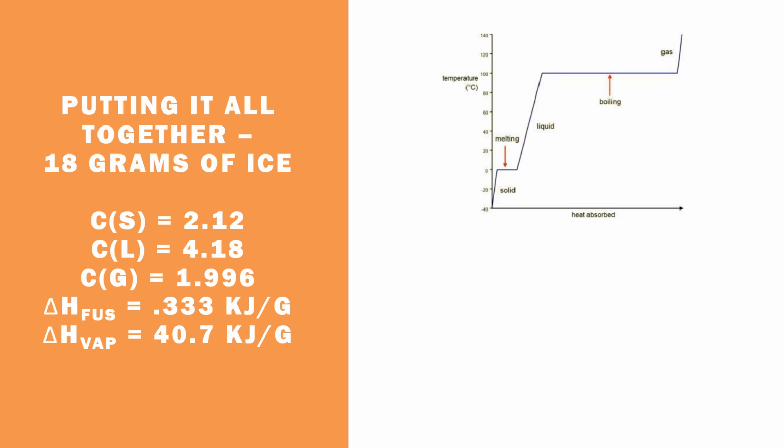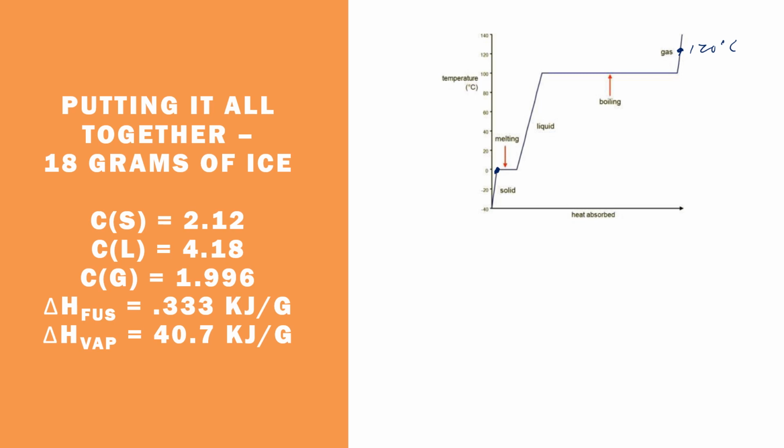Okay, so let's put it all together. Let's say we have 18 grams of ice at 0 degrees Celsius. Let's calculate how much total heat energy it will take to change that 18 grams of solid ice to steam, water vapor, at, let's say, 120 degrees Celsius.